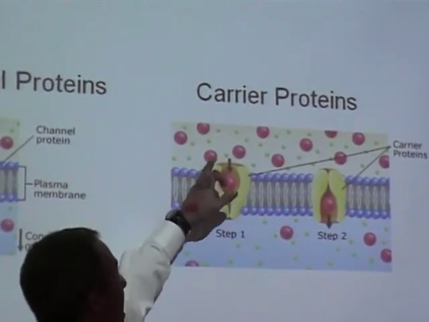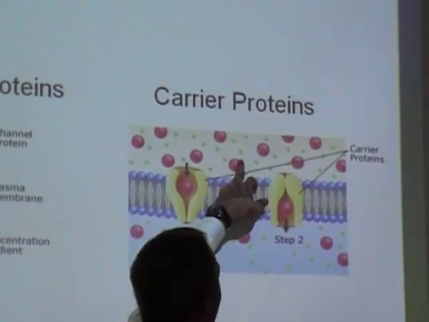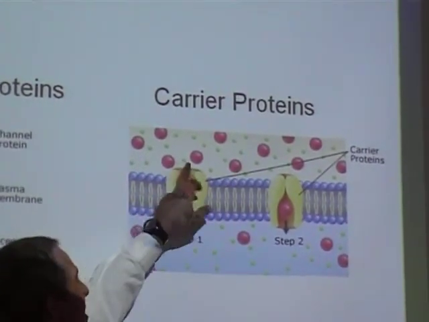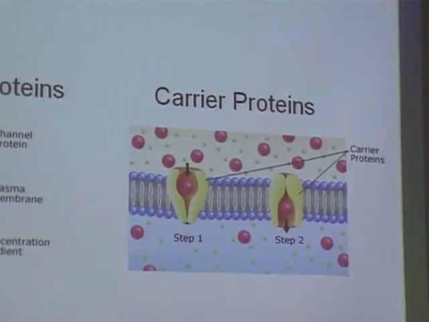Carrier proteins are like doormen, and they'll only let certain people in. They say, you, okay, you're good enough, you can come in. And another one, it might not let that through. So it has to have the right shape to get through a channel protein. I'm sorry, a carrier protein. And you can see it changing its shape to let it through.